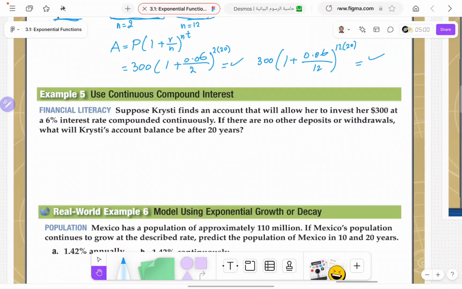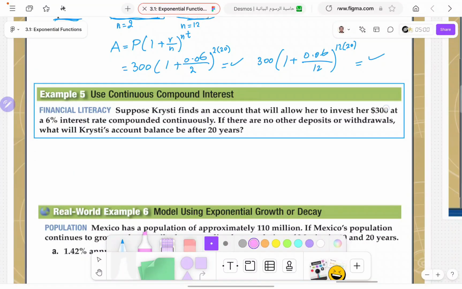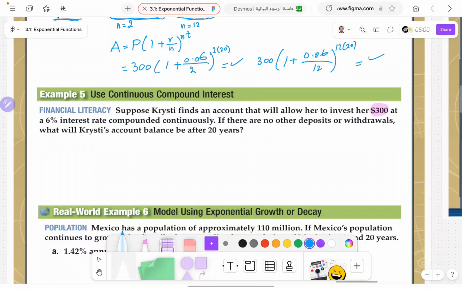Continuous compound interest, same thing here. Suppose Christy finds an account that will allow her to invest her $300, this is the P, at the 6% interest rate. Six percent means 6 over 100, which is 0.06, compounded continuously. This is continuous, so we are going to use this formula, which is P multiplied by e to the power of rt. P is 300, e is the natural logarithm base, R is 0.06, multiplied by the time, which is 20 years. Then we can find the answer.